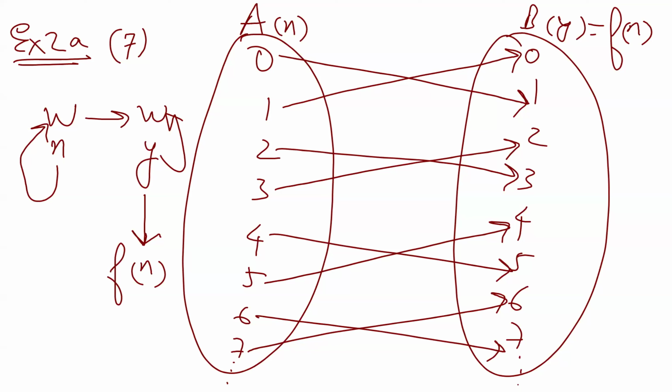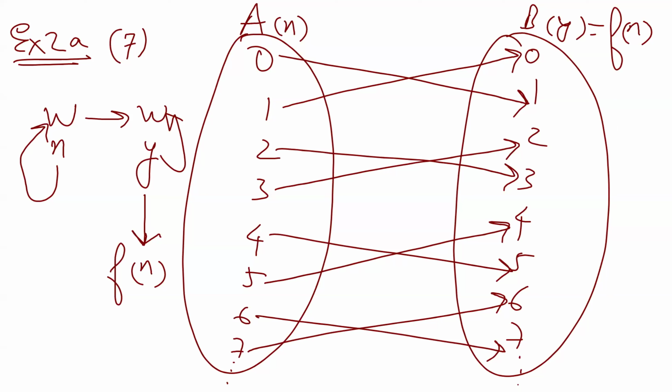Now you tell me guys, is it onto? For onto, you need to take a look at the codomain. The codomain is the entire set B. Are all objects related over here? As in, are they the images of some pre-image? The answer is yes. So each and every object is related over here. Hence, this is a bijective function.